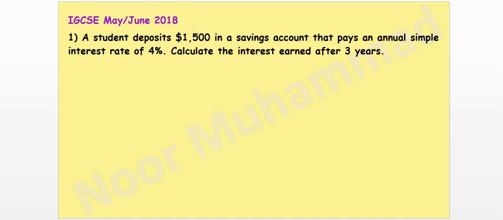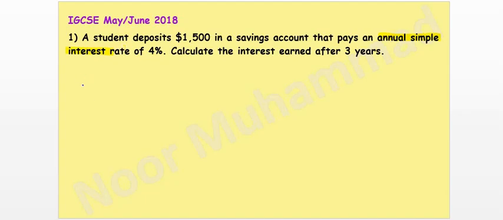Here is a question. This is from the past papers. It says a student deposits $1,500 in a saving account that pays an annual simple interest rate of 4%. Calculate the interest earned after 3 years. So what is the keyword? Here is the keyword, annual simple interest, and this is the rate.